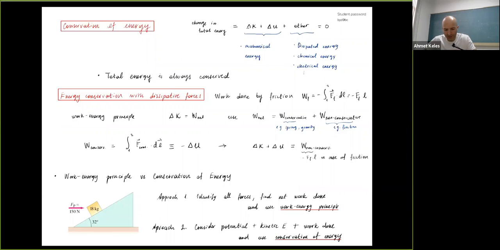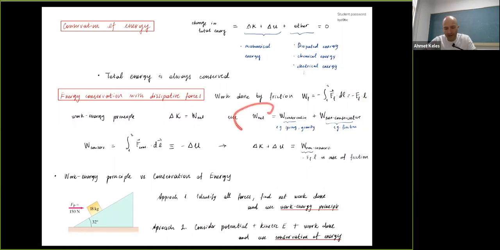Now I want to include the dissipative forces, non-conservative forces, in my energy calculations. For this, I can just write down an expression for work done by friction, friction force times dl. And I know friction force is always in the opposite direction of the motion, so it's minus force friction times length of the path. And I said, okay, the work energy principle was like this, right? Delta K is equal to W net.